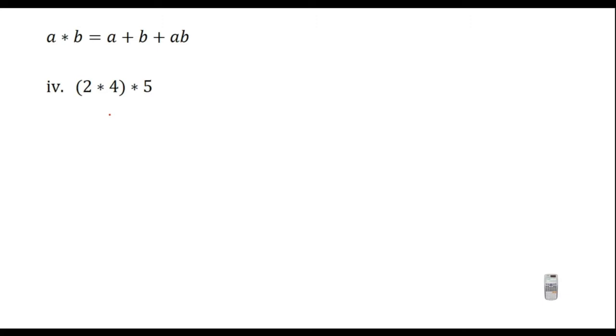Now you can see from here that there are three values here, and we have 2 of them in the bracket. Whenever you are being given something like this, you first have to do what is in the bracket first, then you continue from there. So let's take what is in the bracket first. 2 star 4. So in this case, A is now 2 and B is 4. So you substitute this into the definition. You replace every A with 2 and you replace every B with 4.